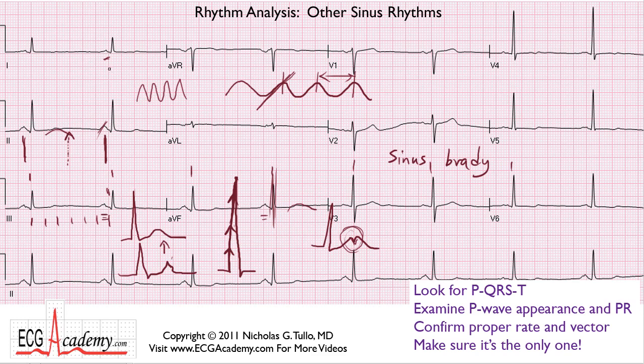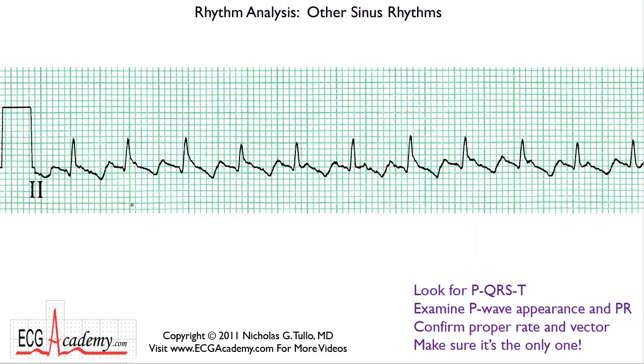So if this is sinus brady, it fits all the criteria. The P wave is by itself. It looks like a normal P wave, has the expected vector of down and to the left of the patient. The PR interval is normal and the rate is less than 60. All right, so we'll do one more example here. Now this is off of 12 leads, so we know it's definitely lead 2.